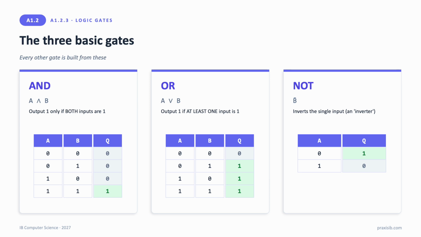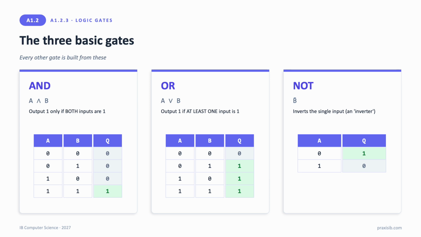Pressing either one is enough to turn on the lights. The third gate is the NOT gate, and it is the simplest one. It has just one input, and it flips it. Put in a 1, you get a 0. Put in a 0, you get a 1. Because it reverses or inverts its input, the NOT gate is also called an inverter.